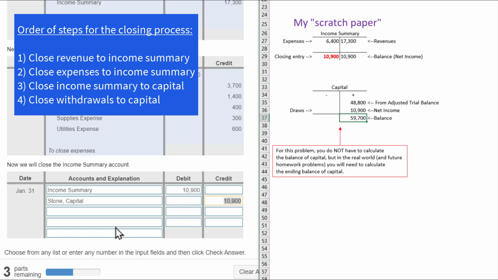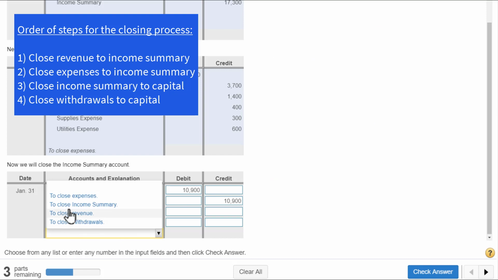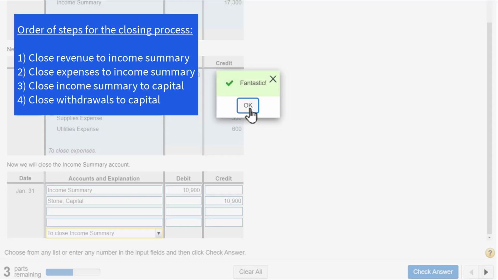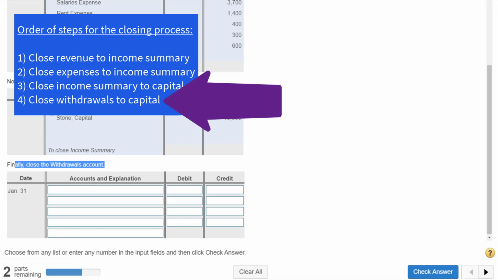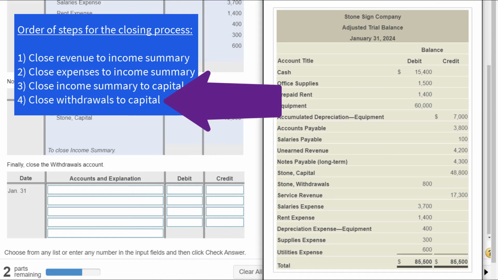All right, so now we need an explanation. Let's go back to my accounting lab over here. We need to close income summary. And then the fourth step, we close draws. Let me go open my data table. We need to close draws to capital. So let's find the withdrawals. Here we go. So they had an $800 debit balance. So how do we close an account with a debit balance? We need to credit it.